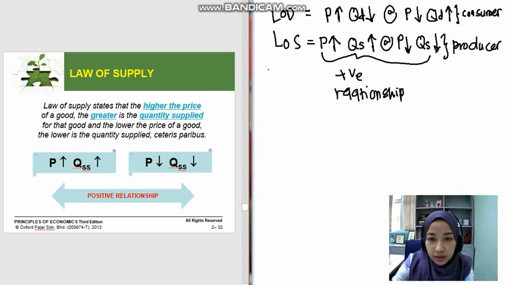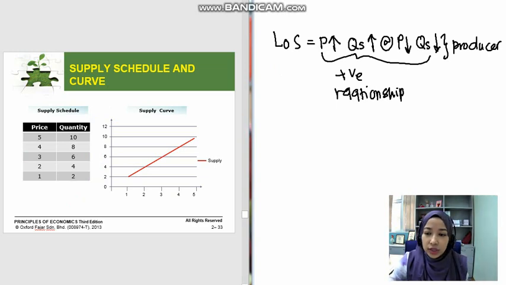I have already explained this one. You are given a schedule here of data for the different price levels and the different quantities supplied for a certain product. What you can see in this table is that when the price of your product increases, as a producer you will increase your supply, your production. So this is what we mean by the law of supply.